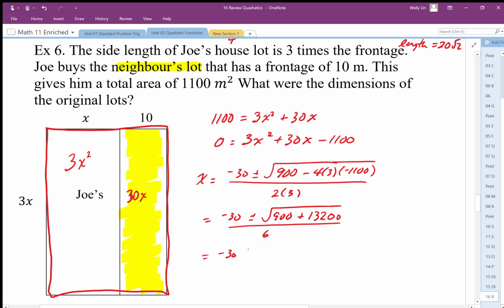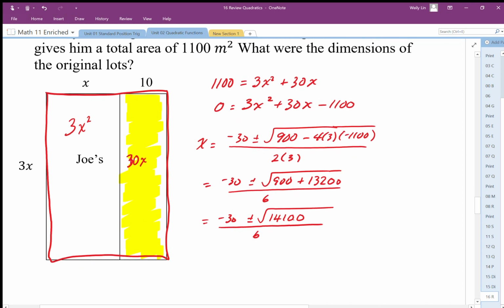So we get negative 30 plus minus the square root of, it looks like 141,000, or sorry, 14,100. So there's our radical part. We should simplify that. There's a perfect square factor of 100. So we get negative 30 plus minus, we'll factor that out, and we're left with 141, which we cannot square root. So there is our solution.